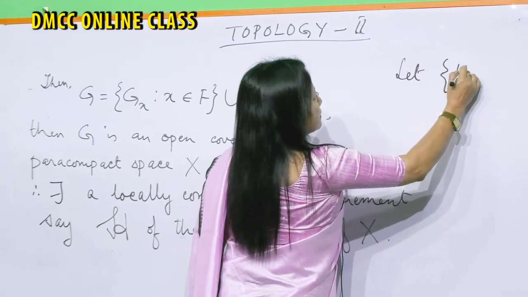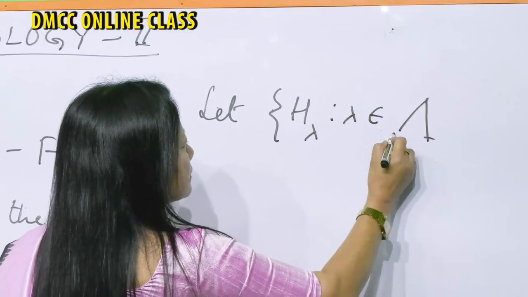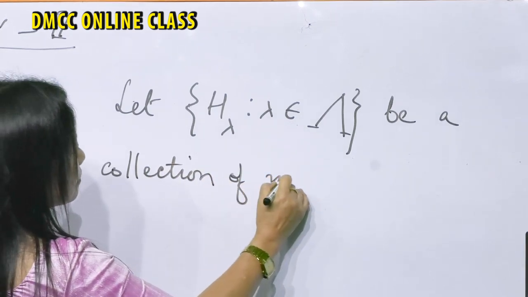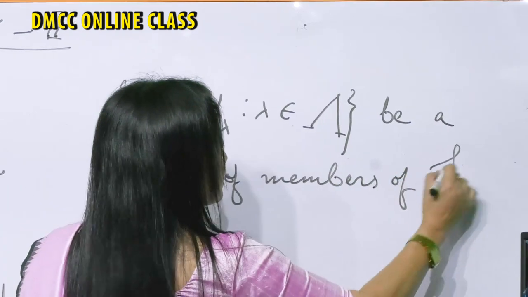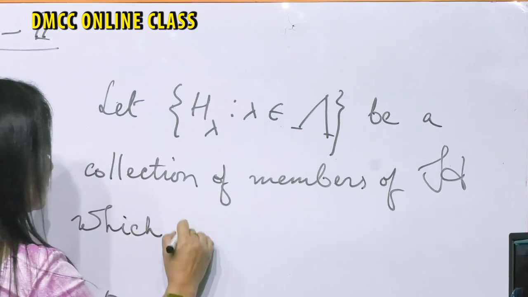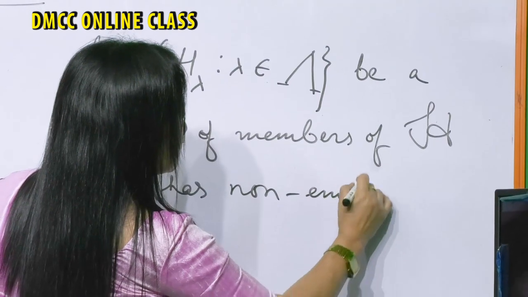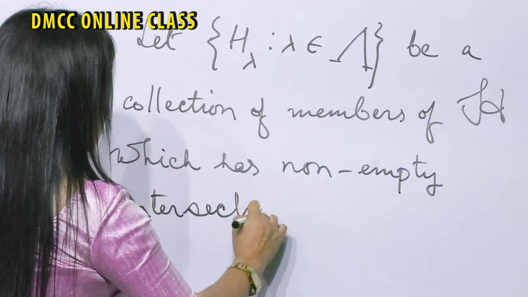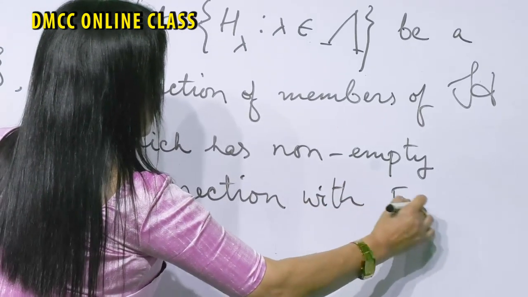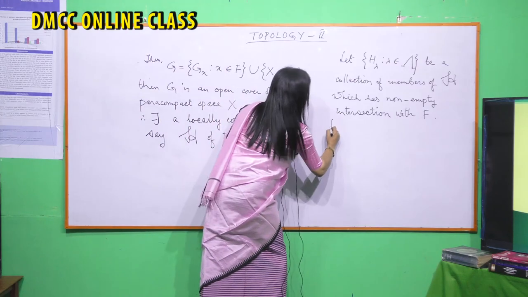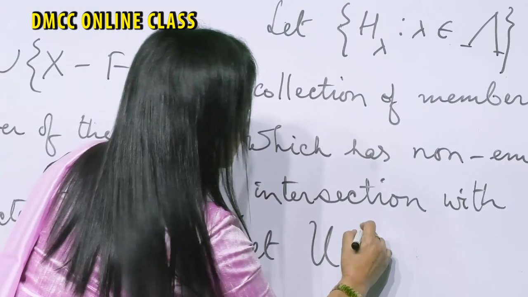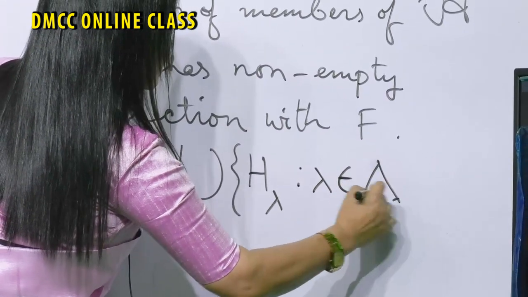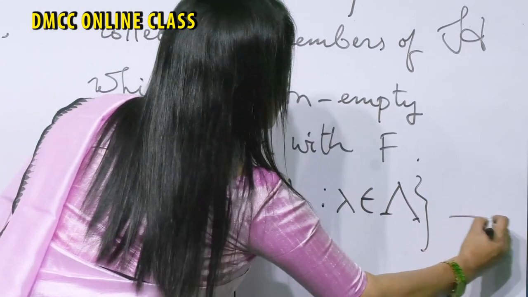Let us consider a collection, say H lambda, such that lambda belongs to the index set. This collection is a collection of members of H which have non-empty intersection with F. Let U be the union of H lambda such that lambda belongs to the index set. We call this equation number 2.